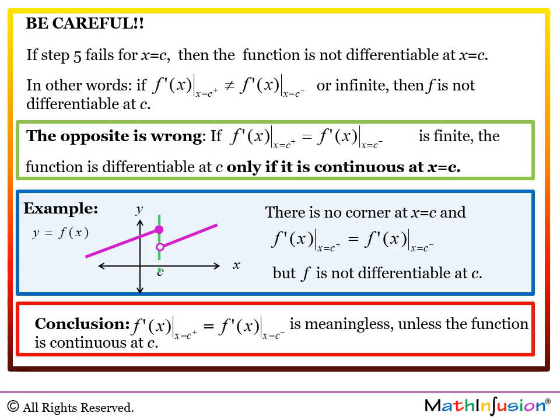The conclusion is that if you want to start with step 5 and you get that the slope from the right and the left are exactly the same, this is still meaningless unless the function is continuous at x equals c, and you will have to show that.